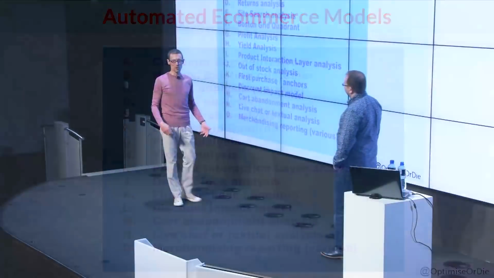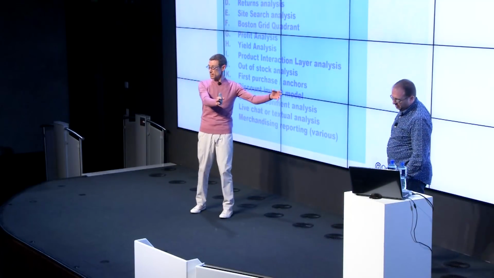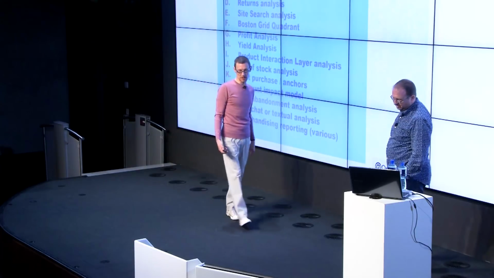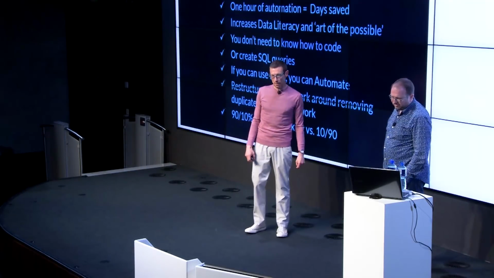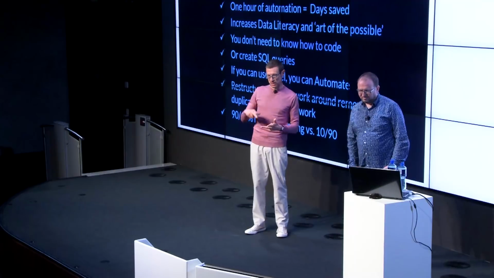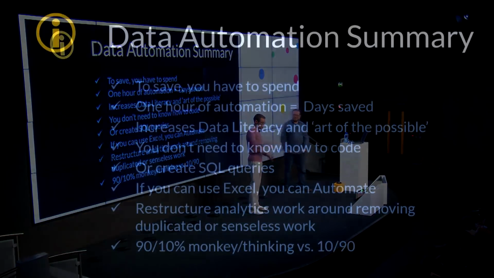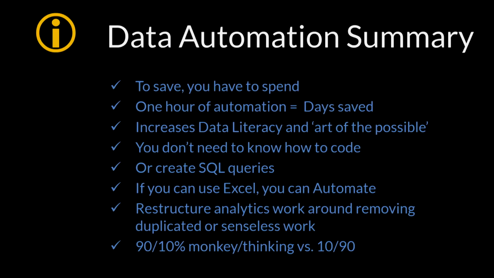But they're out of the box. It's kind of like, oh look, here's one I cooked earlier, right? It's a serving suggestion. So to save money here, you have to spend money. One hour of automation work means you save next week, the month after, the year after that. You've cut a whole load of useless waste out of the rest of your life for the rest of the year. But it increases data literacy, but you don't need to know how to code or do SQL queries.